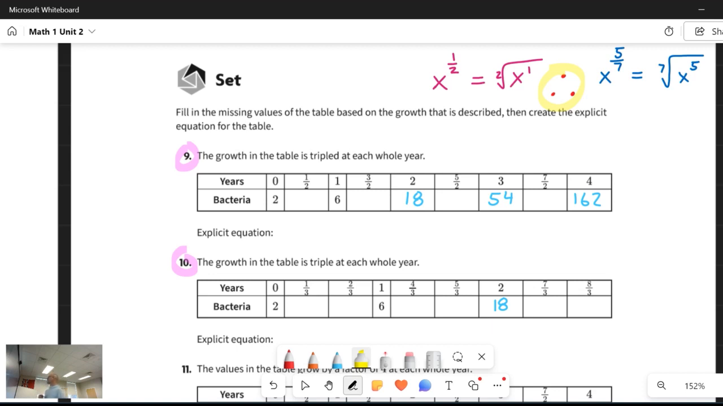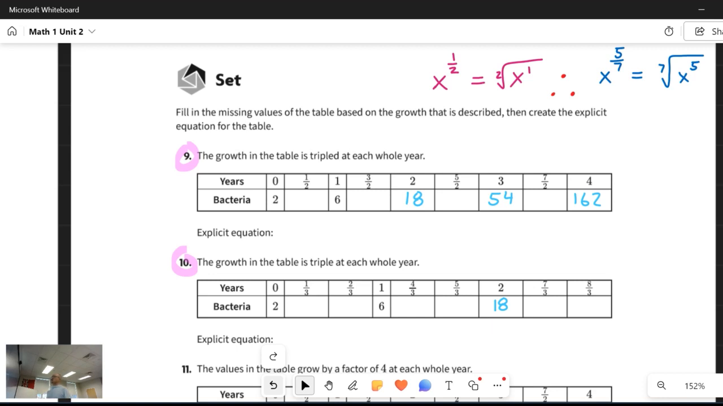So if x to the 1/2 power is equal to the square root of 2, therefore x to the 5/7 is going to be equal to the 7th root of x to the 5th power. And we're going to play with that. We just have to match where our numbers are going, and we can do that down here.